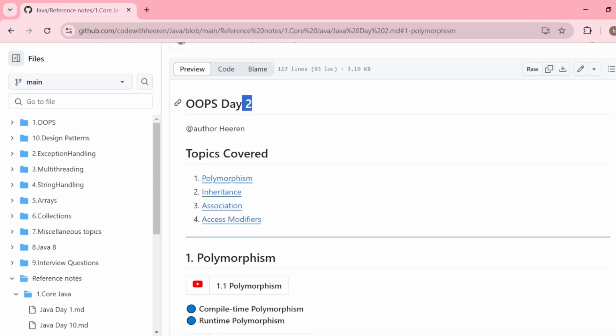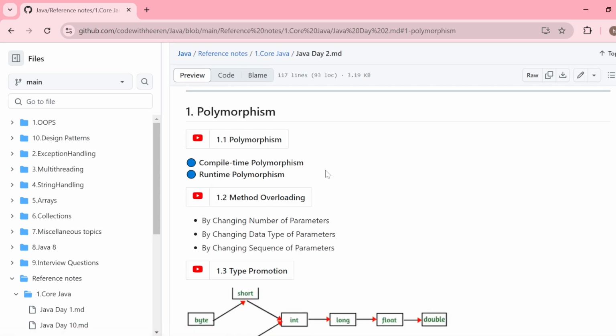Alright guys, let's start our day 2 and today we are starting our day with first concept, polymorphism. What is polymorphism? The word polymorphism came from the Greek language, which consists of two words, poly plus morphism. Poly stands for many and morphism means forms.